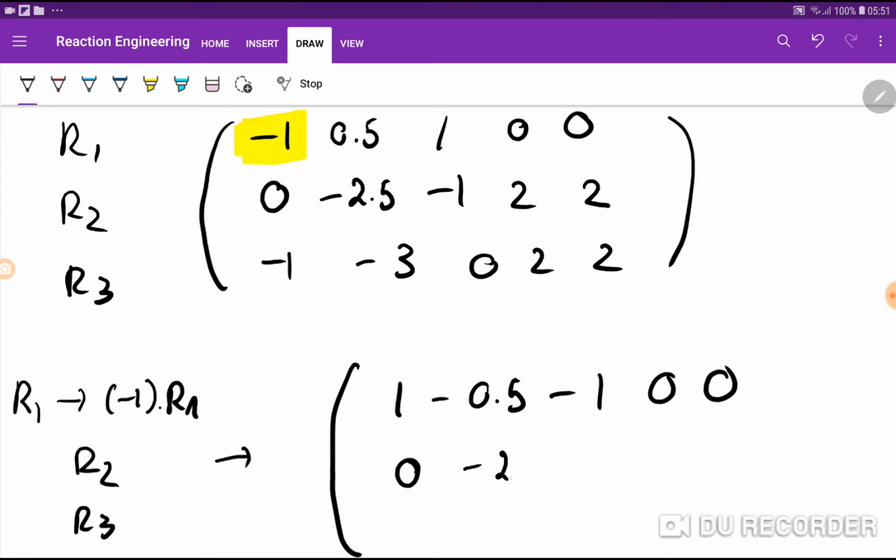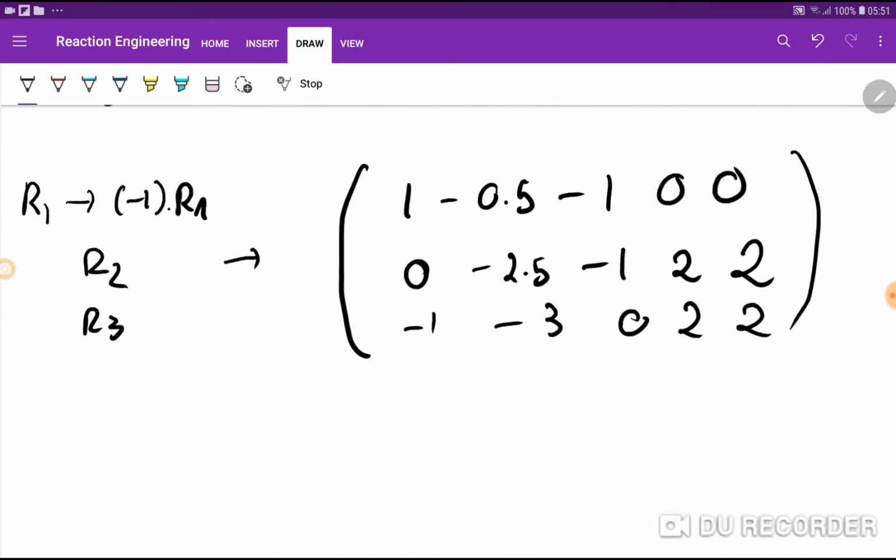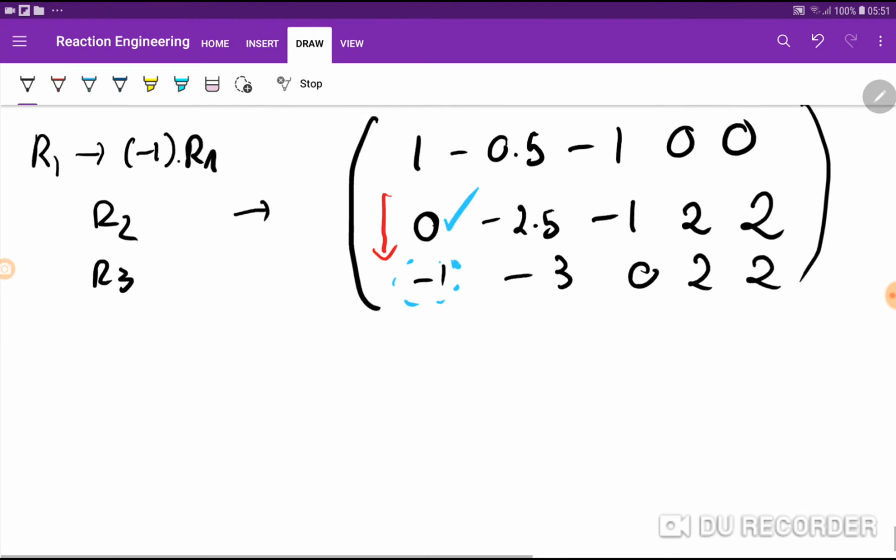Row 2 is the same. We didn't impose any change on it. Same for row 3, we keep rewriting it. Now R1 is 1. Now we're going to clean down. We're going to go down and make sure everything below that 1 is 0. This one right here is already 0. Now we have to make sure this -1 is 0. How are you going to do that? Simple, you replace R3 with R3 plus R1.